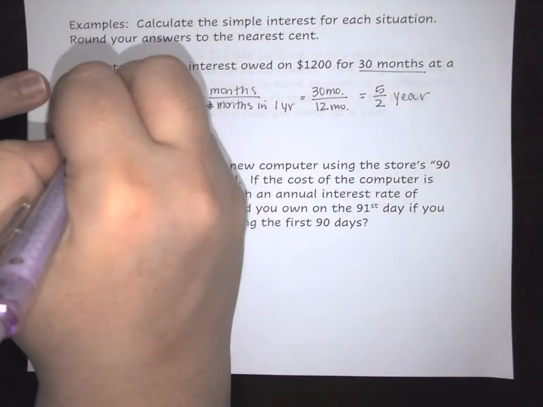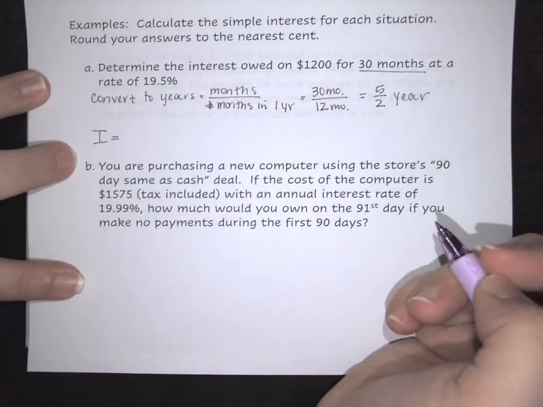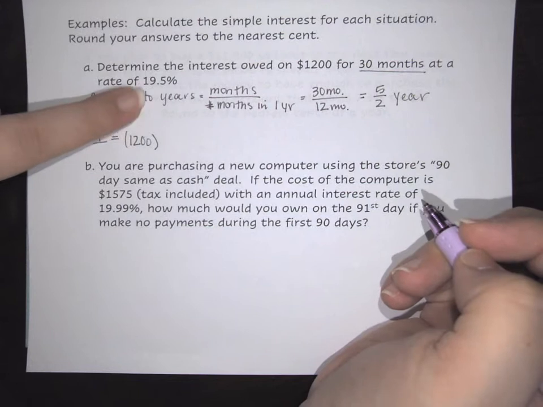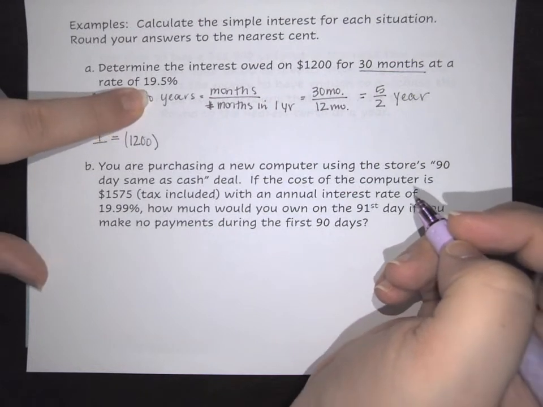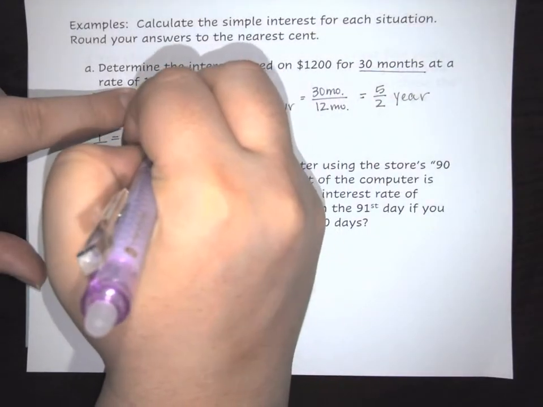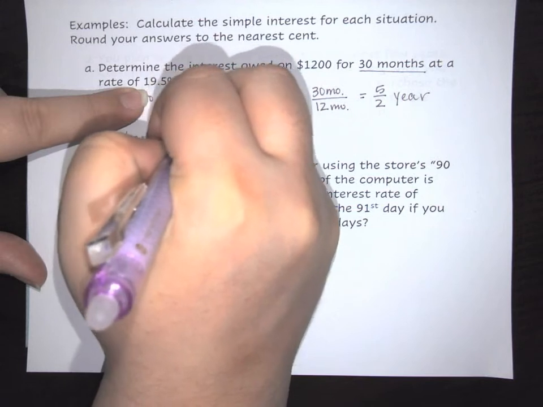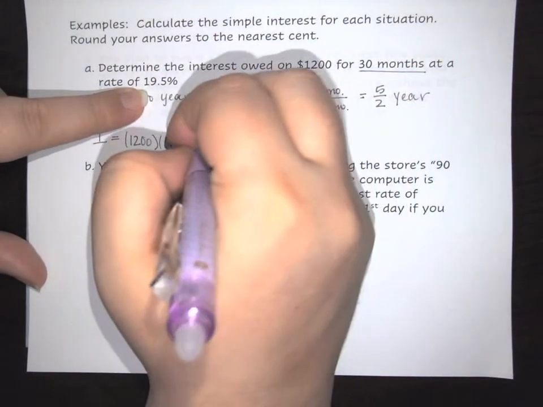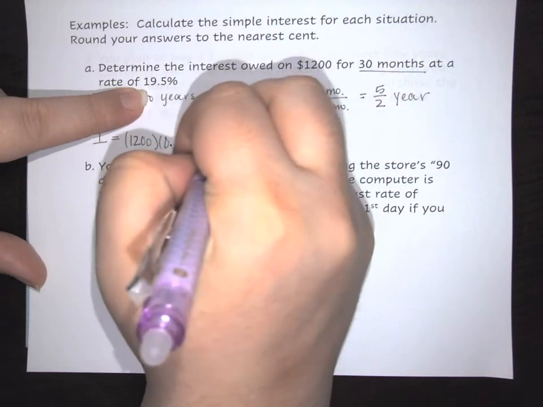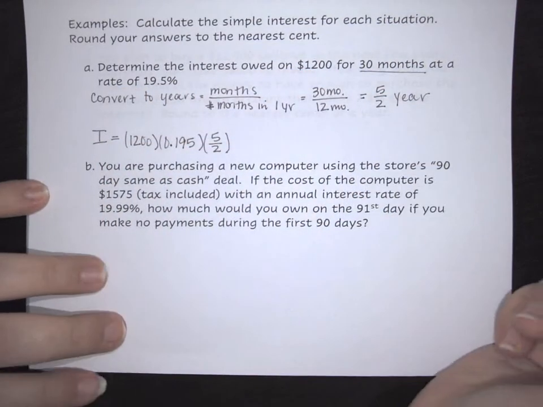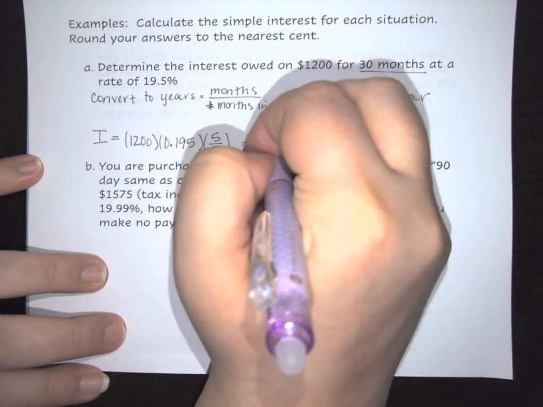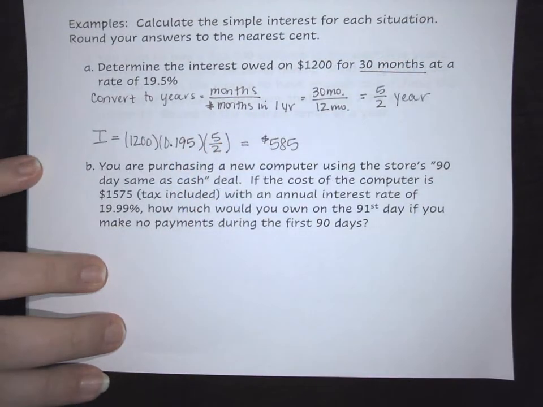Now we can plug everything in. Here my interest is equal to P, the money I put in, so the $1,200, times my rate. My rate is 19.5%, so the rate would be 0.195, so divide by 100, and then times your years. So this is 5 halves of a year, and that's going to give you your interest. When you multiply all of that together, you're going to get $585.